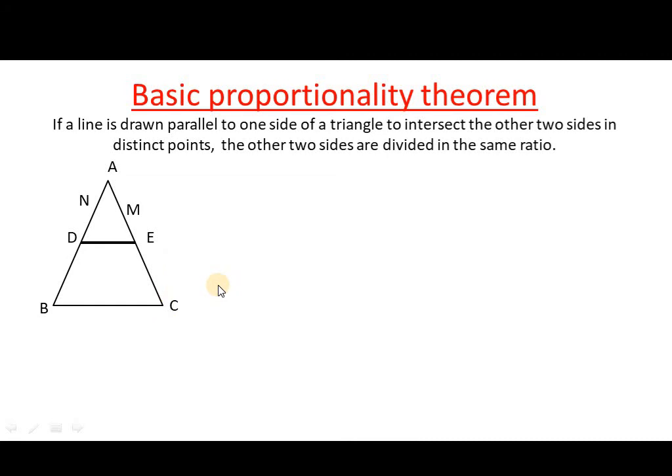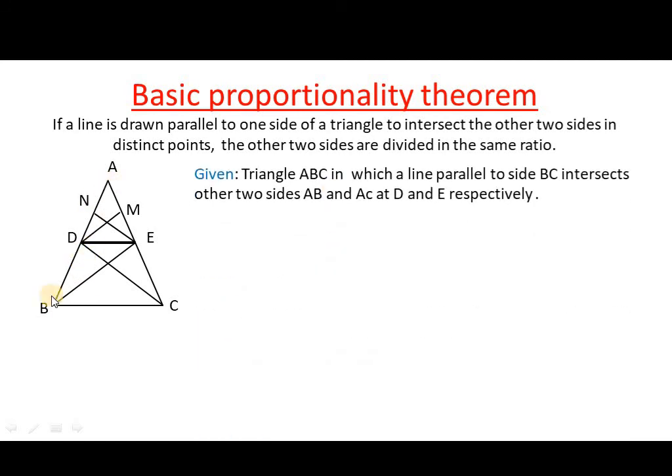Now let us prove this theorem. Let us join BE, CD, DM and EN, where DM is perpendicular to AC and EN is perpendicular to AB.